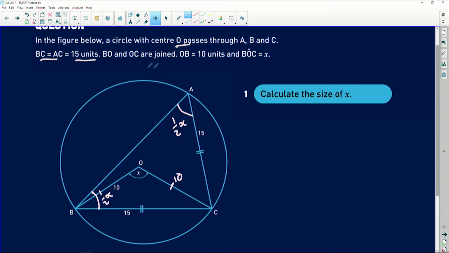Lastly, it says BO and OC are joined. OB is 10 units, and BOC equals X.